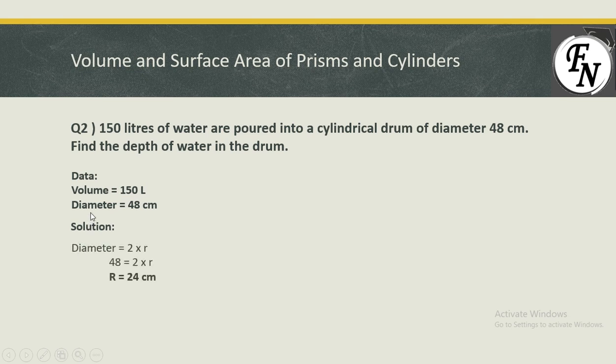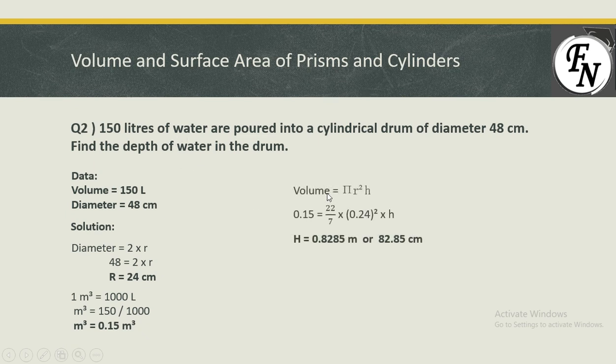Firstly we use the diameter to find the radius. Diameter is 2 into radius, diameter is 48, and 2 is divided here, and we get the radius as 24 centimeters. After that we will convert this 150 liters, where 1 meter cube is 1000 liters. When we convert liters into meter cube, as meter cube is a bigger unit, we need to divide, and the conversion is 1000. So we have obtained that 0.15 meter cube is the volume of water.